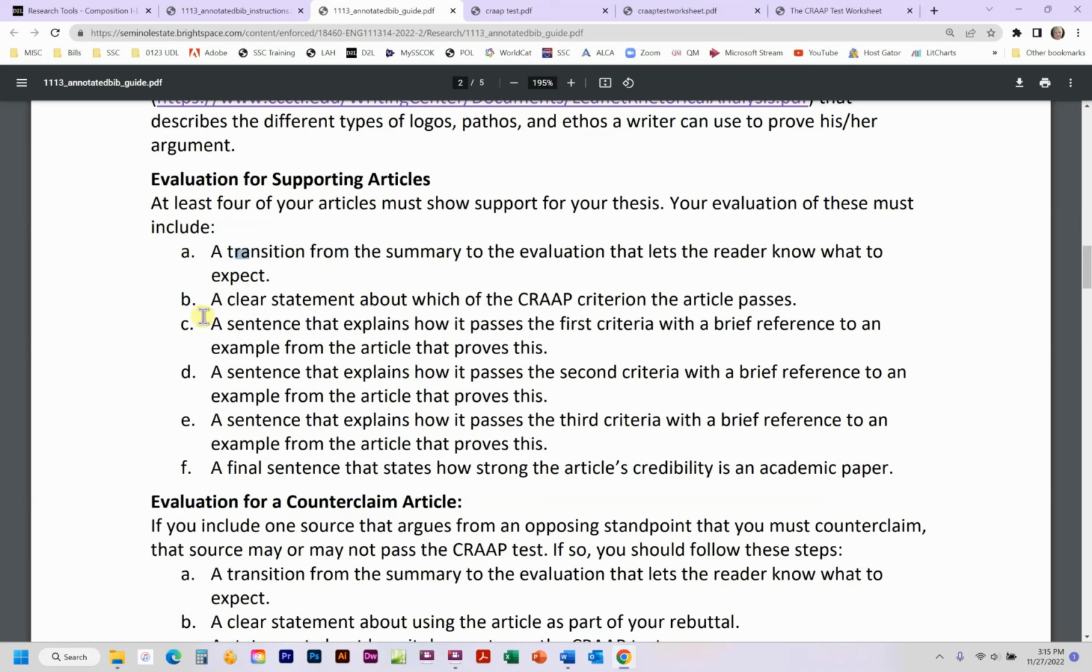So then after that, you're going to have a sentence that explains how it passes the first criteria with a brief reference to an example from the article that proves it. You're going to repeat that for the next two sentences, only you're going to use a different point from the CRAP test. And then a final sentence that states how strong the article's credibility is in an academic paper. So how useful will this be in supporting whatever it is you're researching, right?